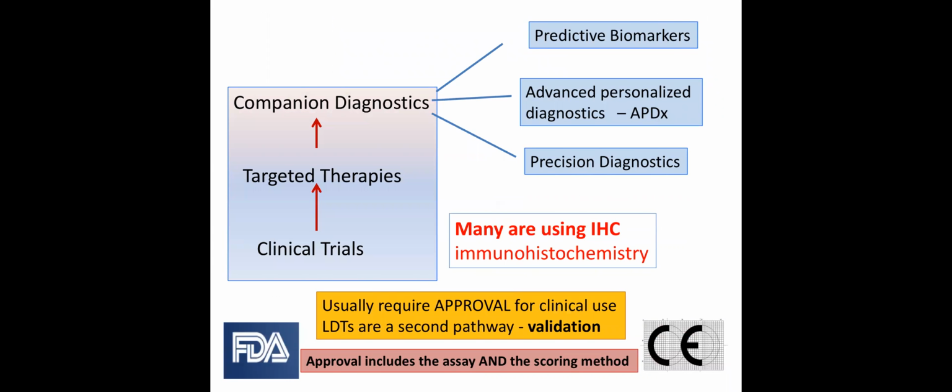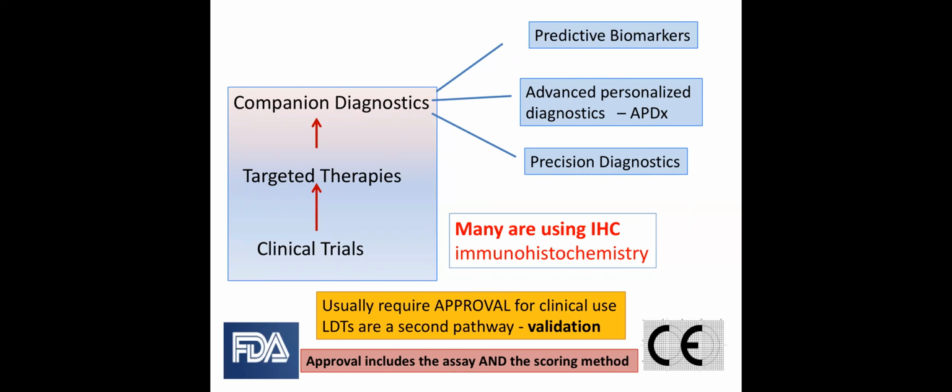So let's touch on companion diagnostics, because PD-L1 falls into that arena. Companion diagnostics, as I've alluded to, are approved in clinical trials that involve a trial in conjunction with the specified targeted therapy, and the two are approved together in concert for predicting responses to the targeted therapy. These sometimes are known as predictive biomarkers, advanced personalized diagnostics, precision diagnostics, etc. Many of the approved ones turn out to use immunohistochemistry, so that will be our topic today.